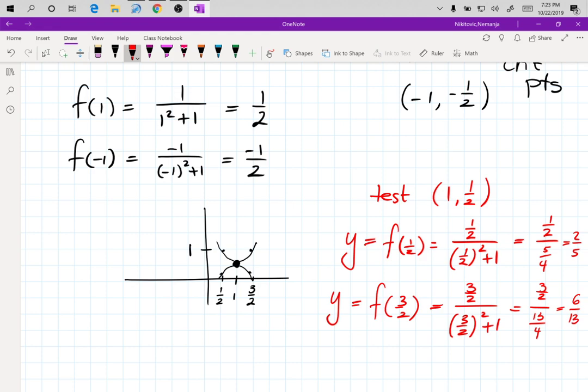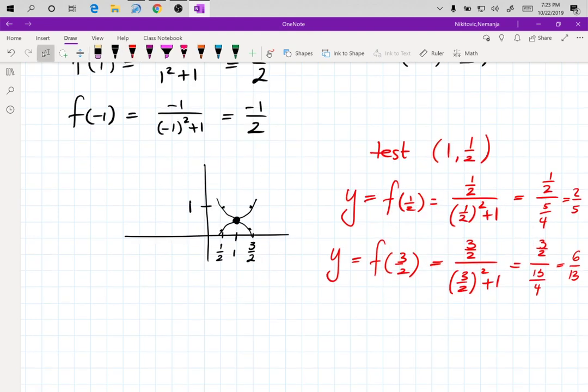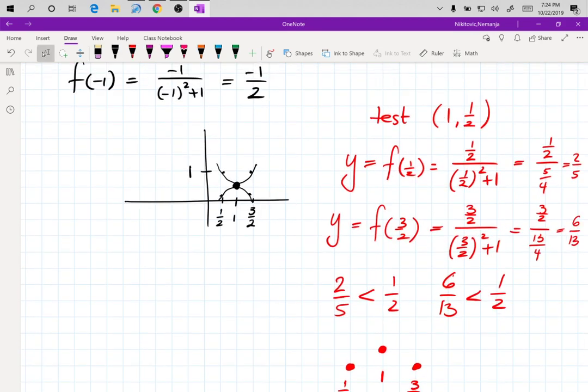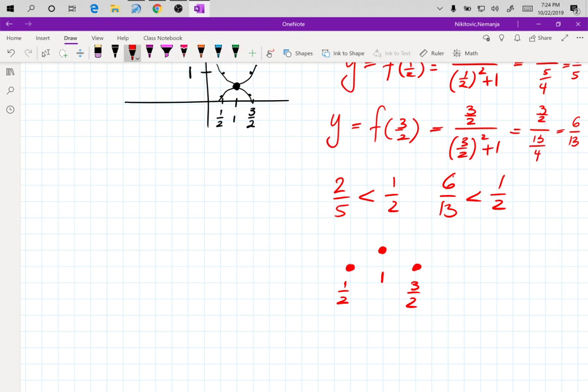So both of these are smaller than 1/2, right? So 2/5 is smaller than 1/2, 6/13 is smaller than 1/2, and 1/2 is the y value. So you have a situation where at 1 you have a number that is bigger than at 1/2, and another number that is smaller at 3/2. So this point is a max, because it would create a situation like this. So we have a max at 1/2.